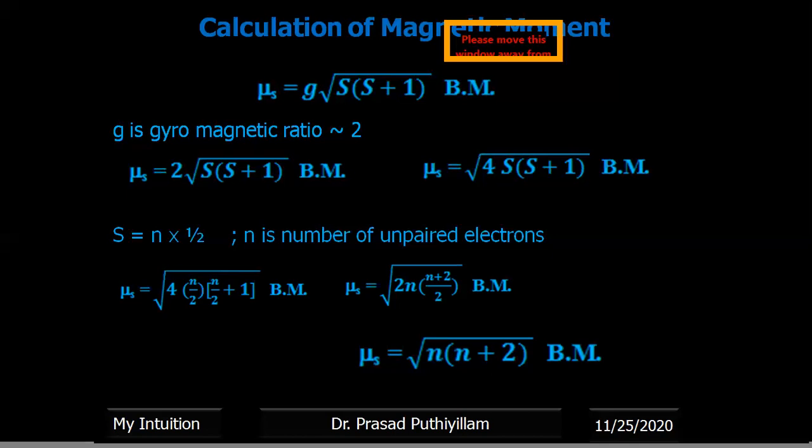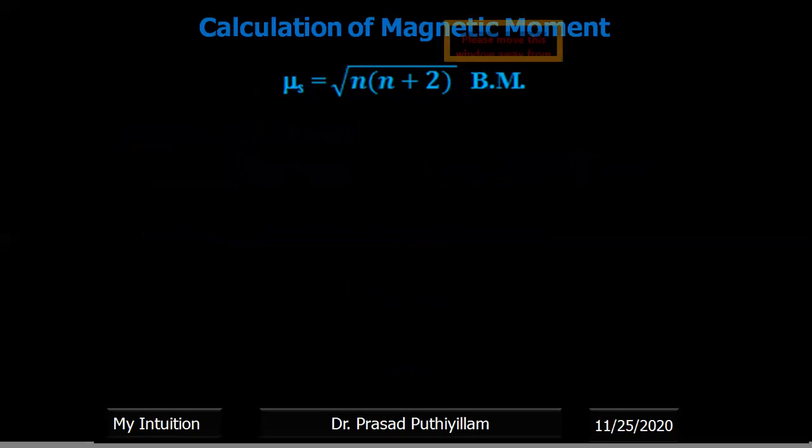Therefore, in a given coordination complex, if you draw the crystal field splitting electronic configuration, we can check how many unpaired electrons there are. If you know the number of unpaired electrons, the spin-only magnetic moment can be calculated very easily. Therefore mu s is equal to square root of n into n plus 2 Bohr magneton.